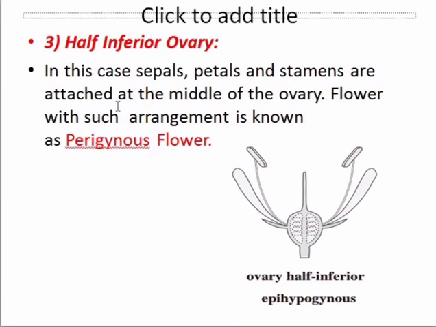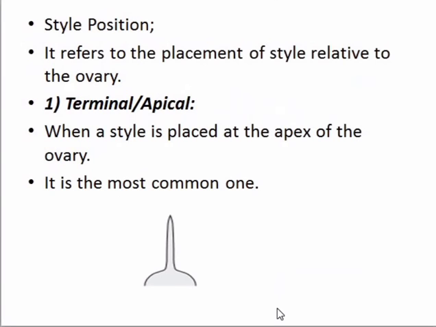Now what is half inferior ovary? That's very simple. In this case, sepals, petals, and stamens are attached at the middle of the ovary. Look into the structure. A flower with such arrangement is known as perigynous. Peri means at the same level. So it means the other floral parts lie at the same level with the gynous, meaning the gynoecium. Look at this structure. Or the ovary is half inferior, while such arrangement is also known as epihypogynous.